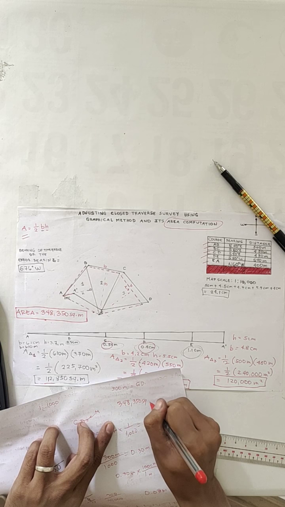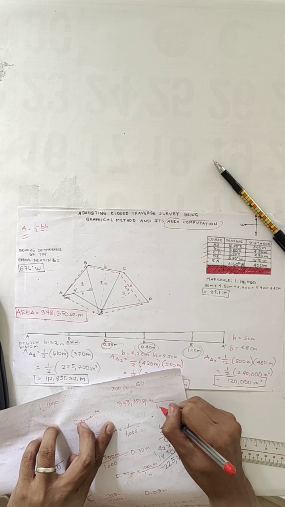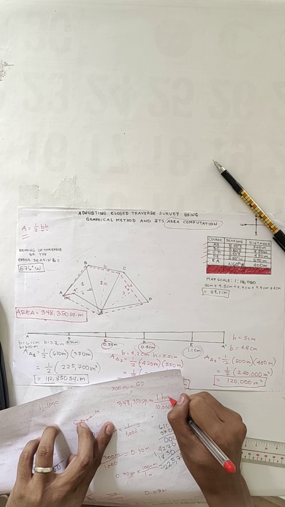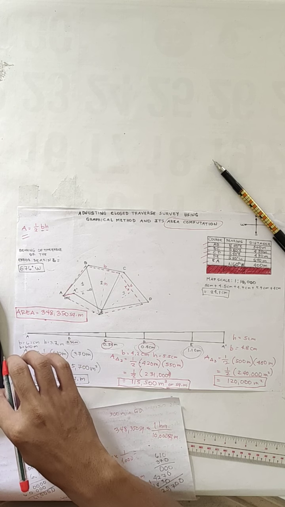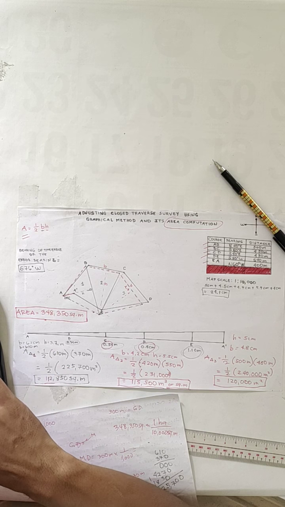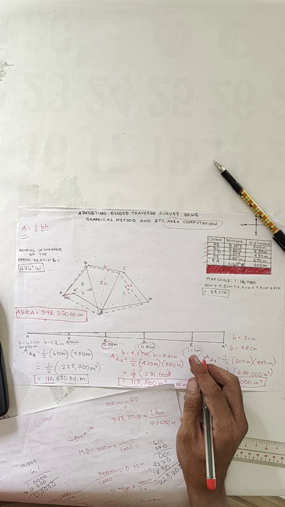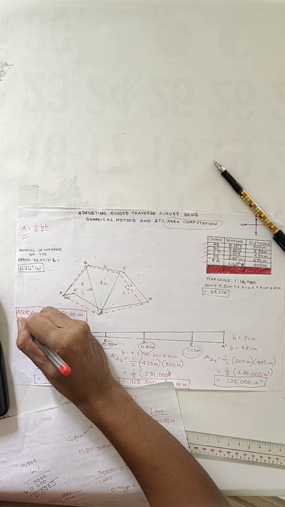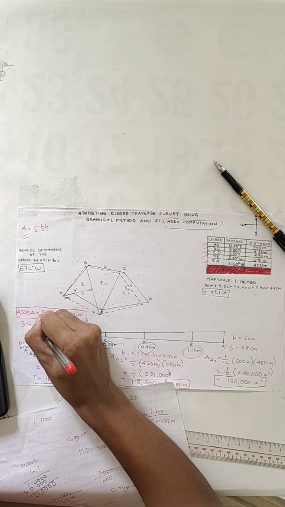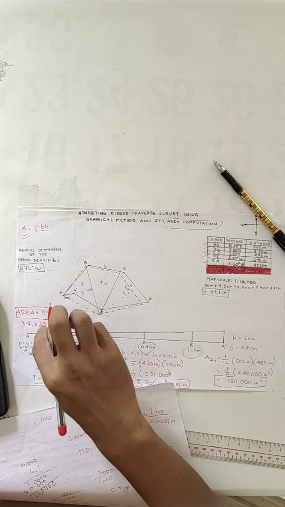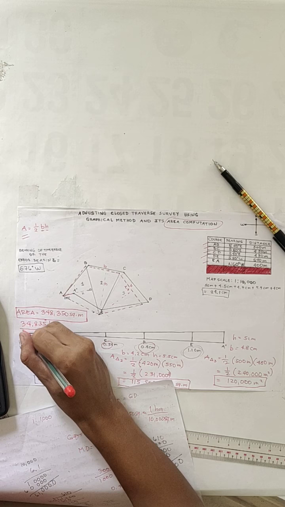348,350 square meter, with 10,000 square meter being 1 hectare. So 348,350 divided by 10,000 is 34.835 hectares. So that is the area in hectares.